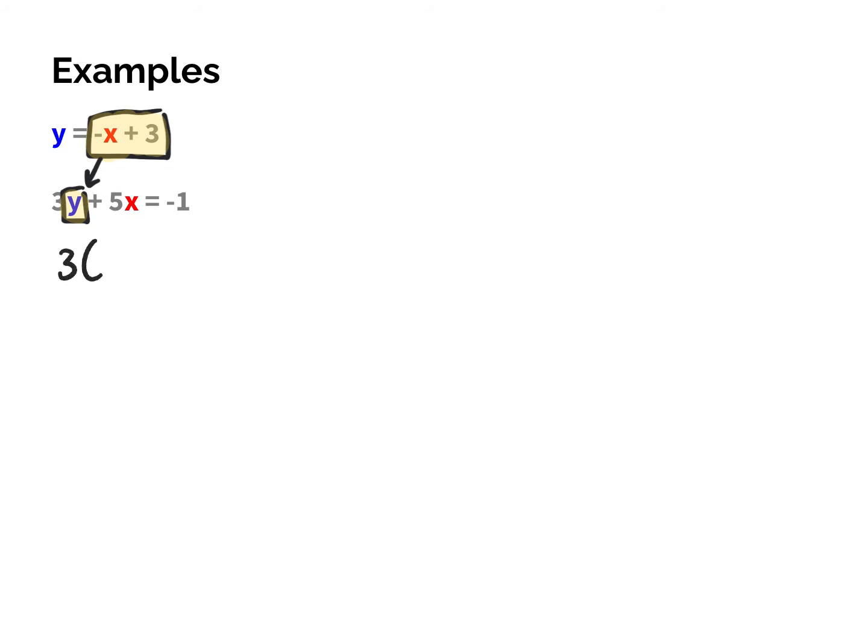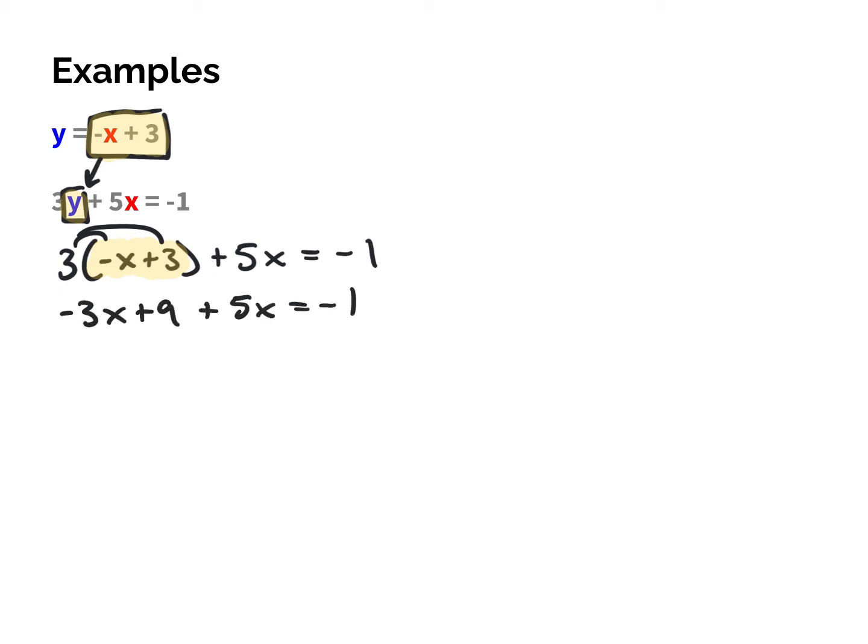It'd be 3 times, because 3y means times, negative x plus 3, plus 5x equals negative 1. So I plug it in where y once was. Y was right here, and now I plug that in. Now what I can do is simplify this. I would multiply here, distribute that 3, so I'd have negative 3x plus 9, and then the rest plus 5x equals negative 1. I have some x's I can gather, so negative 3 and positive 5 would give me 2x plus 9 equals negative 1.